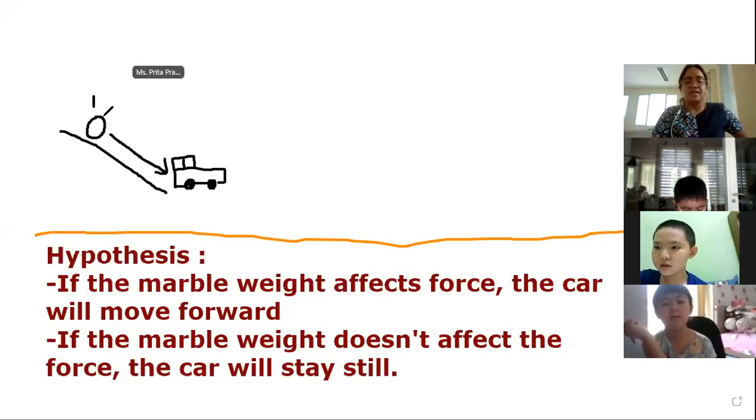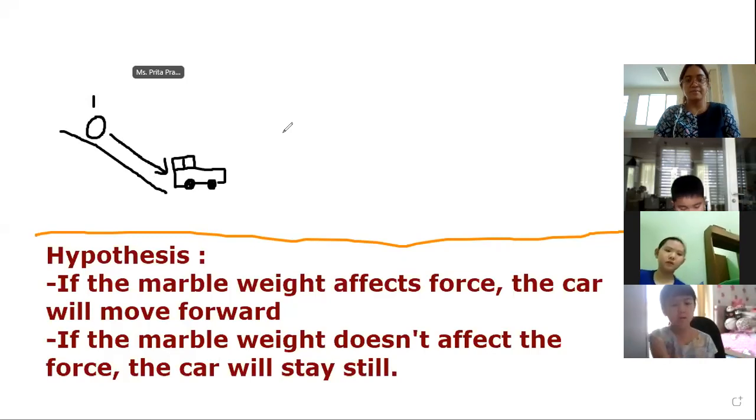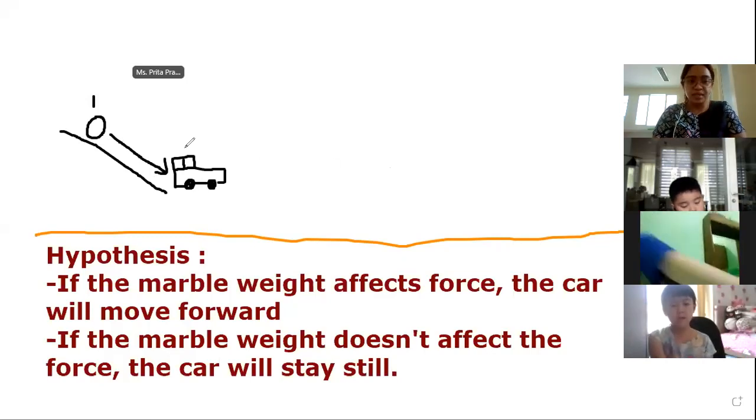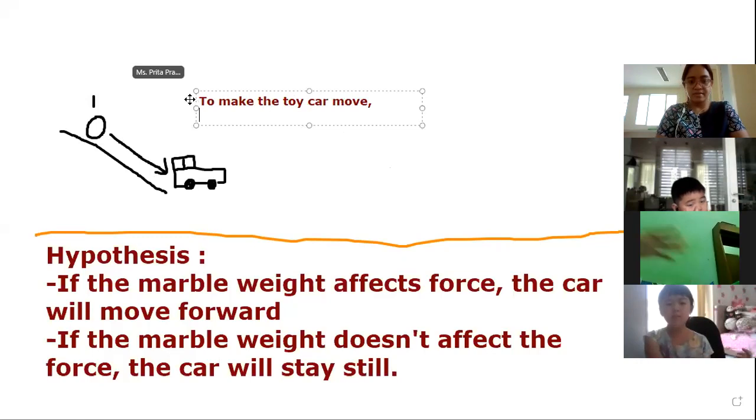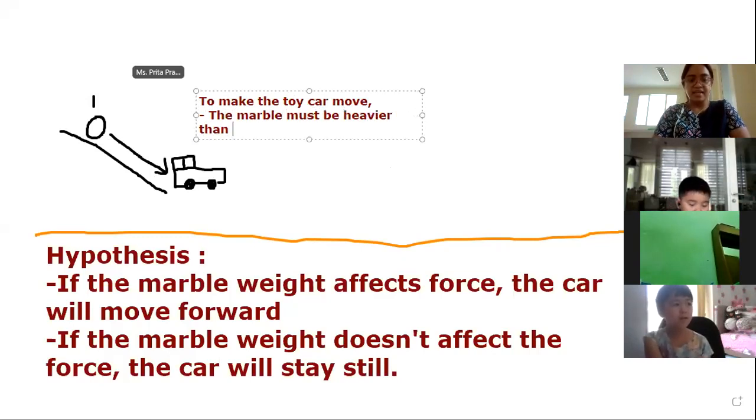Let me ask something. How should the weight of the marble be compared to the car? To make the toy car move, the marble must be heavier than the car, but not too heavy. The marble must be heavier than the car.